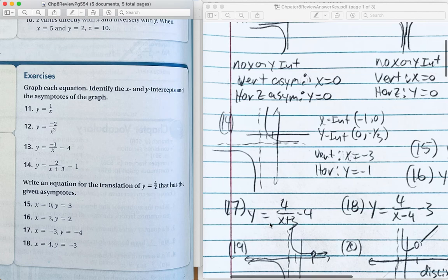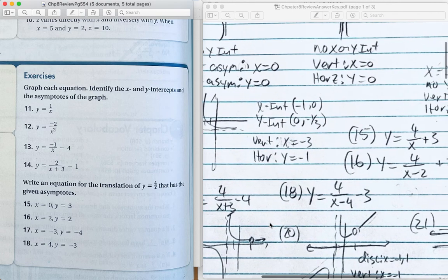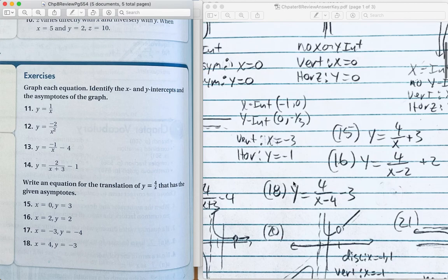18, we have x equals 4 and y equals negative 3 for our asymptotes. So when we graph it, it's going to be y equals 4 over x minus 4. And since it's a negative 3, we subtract it all by 3.